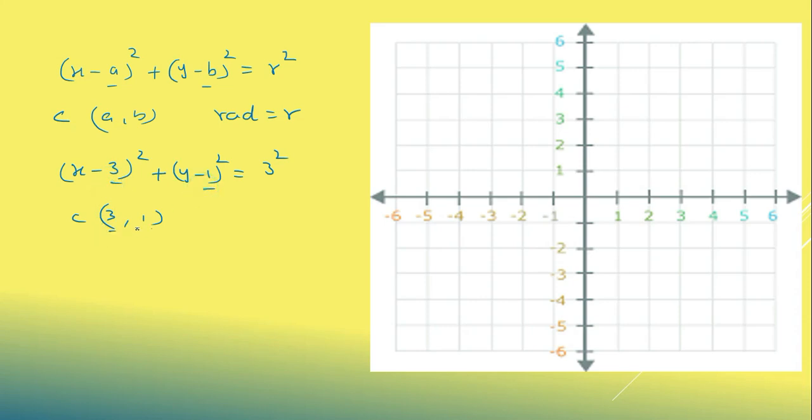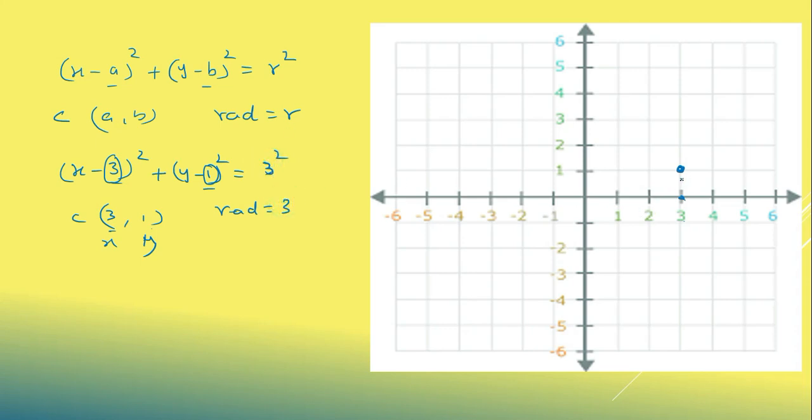Center is called C (a, b), x minus a, y minus b. So minus is already there in the formula. Pick up only this number. 3 and 1. 3 is x value, 1 is y value. So the center is in the first quadrant. You see, x is 3 here, y is 1. The center is here, center of the circle, and radius r square is 3 square, so radius is exactly 3 units.